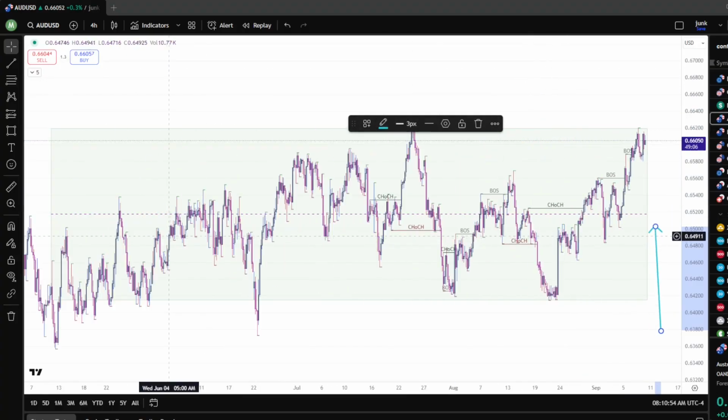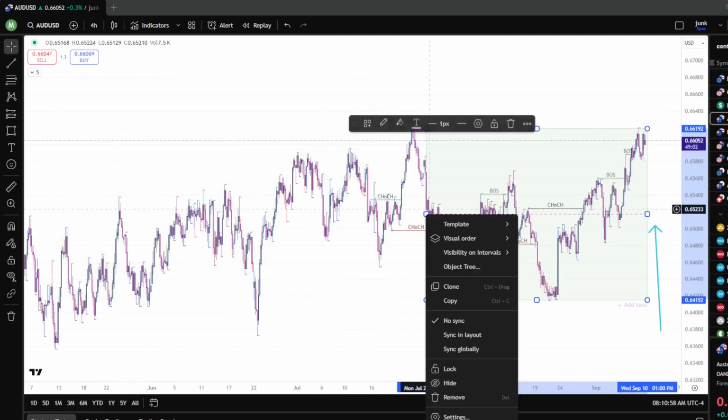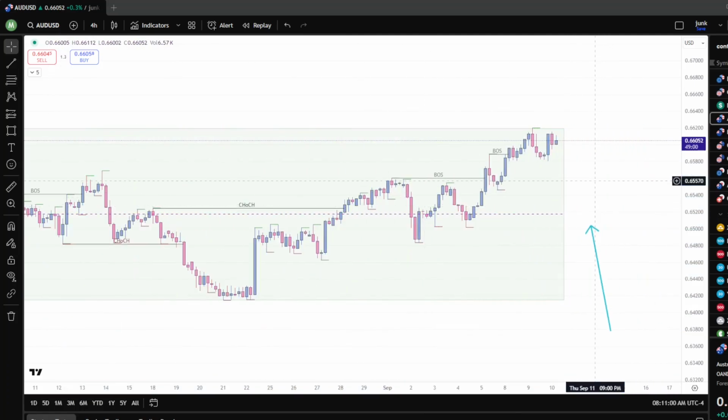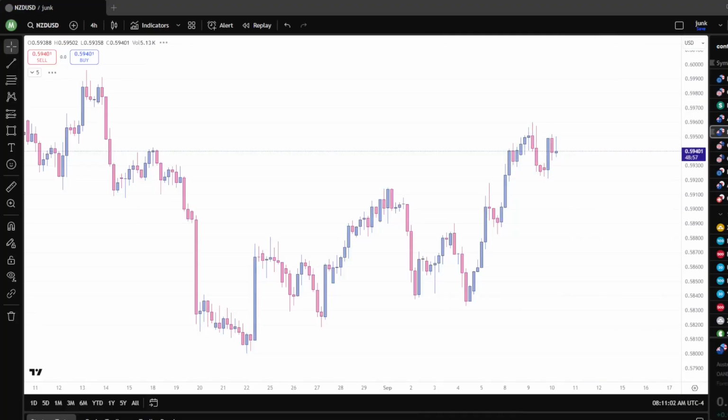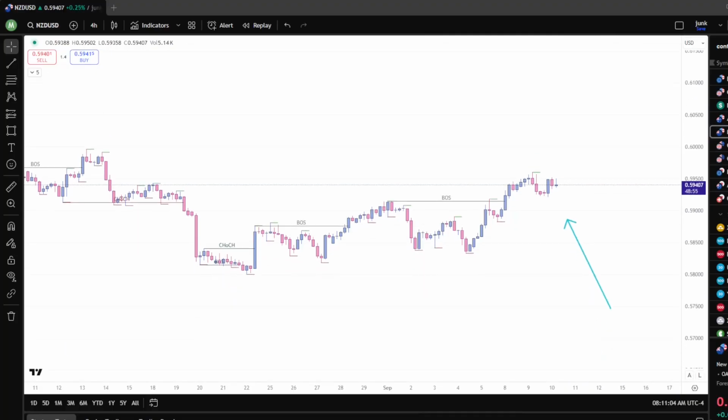But for now, the price comes back into this range. It's in this area of resistance. So waiting to see if the decision will be made. NZD USD, let's go map out the current range.